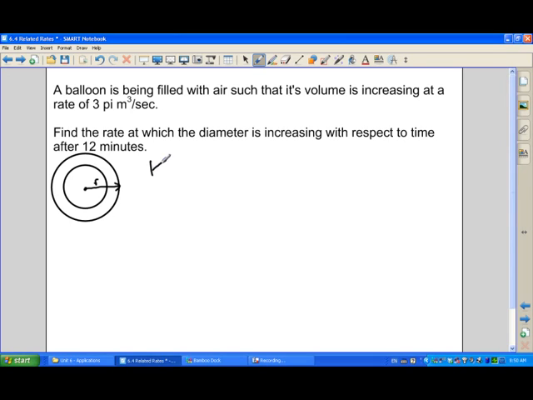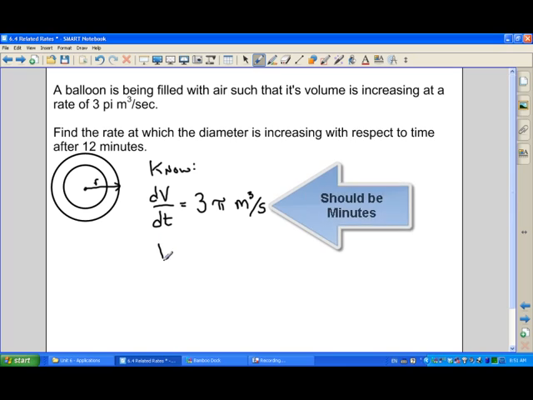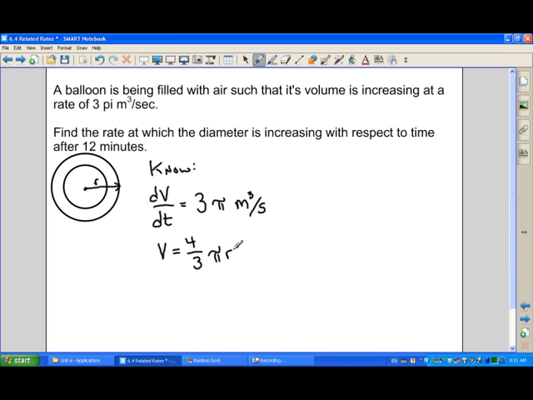And let's see what we know just from reading this question. We know that volume is increasing, so the volume is changing with respect to time at a rate of 3 pi meters cubed per second. If we're dealing with how volume is increasing, we're going to use the volume of a sphere, and the volume of a sphere is 4/3 pi r cubed.